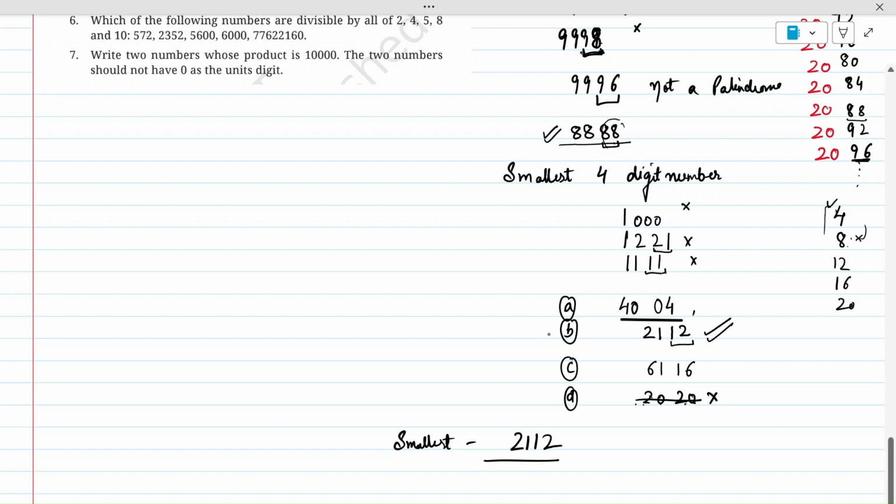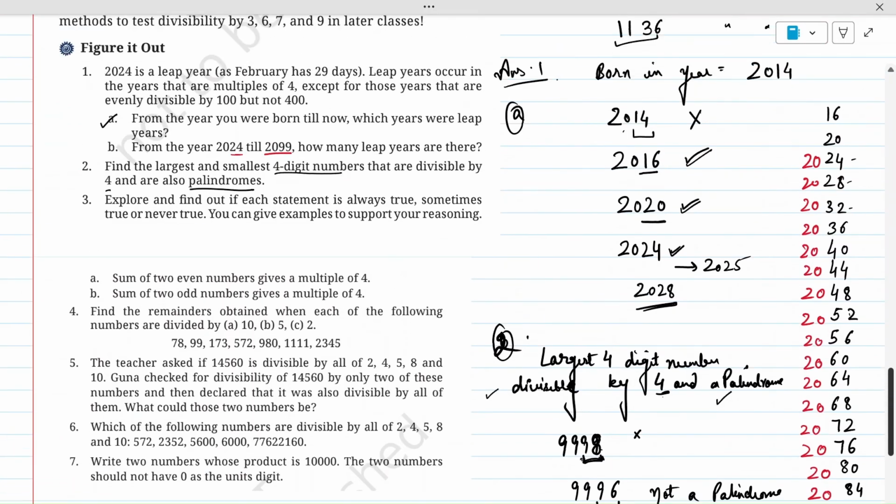I hope you have understood how we found this out. We are using the multiples of 4 to find the lowest number which is divisible by 4 and which is also a palindrome, and the smallest number as well. Now this is done. The next one we have is true or false.